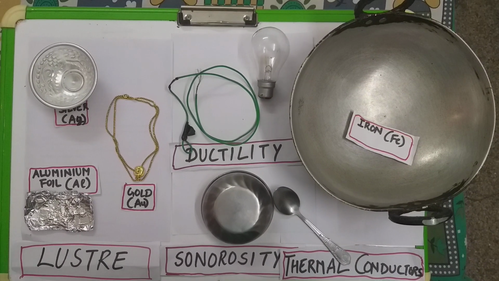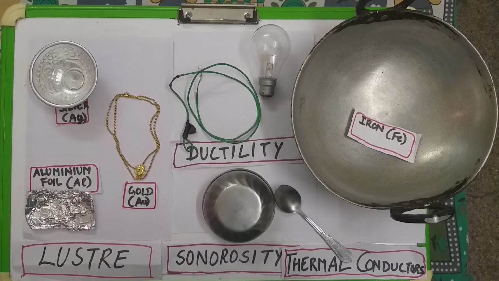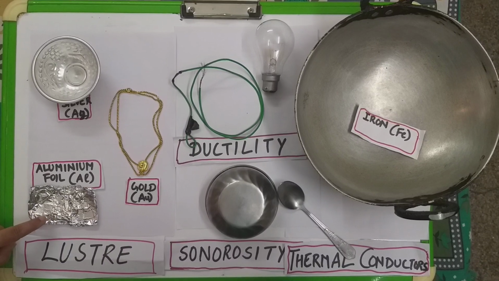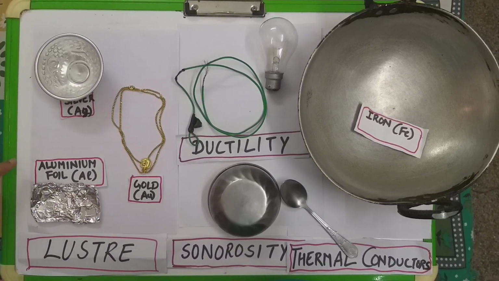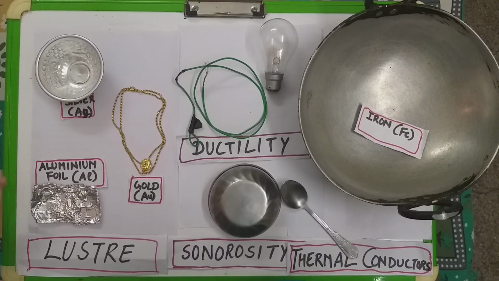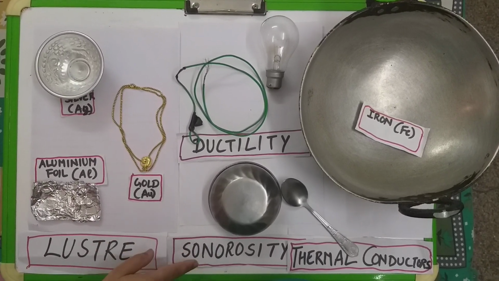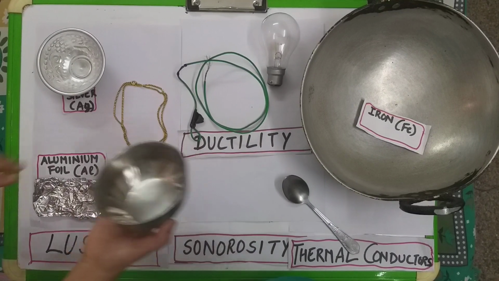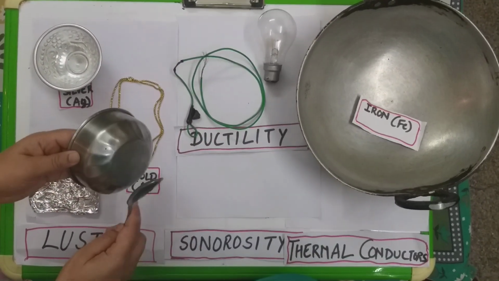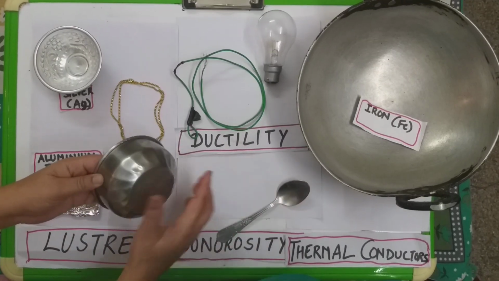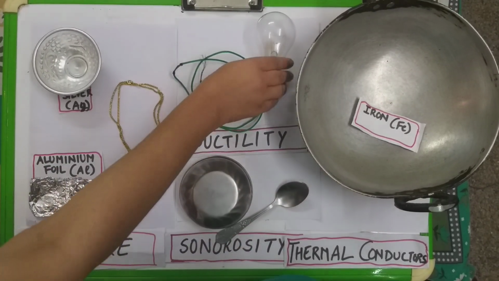Students, as you can see in front of you in the virtual chemistry lab, there is a silver bowl, there is a gold chain, there is an aluminium foil. All these are metals and metals have a luster. So we have discussed the property of luster. You can see in front of you there is a bowl and I have taken a spoon. You can hear the sound. Why? Because it is made up of a metal.